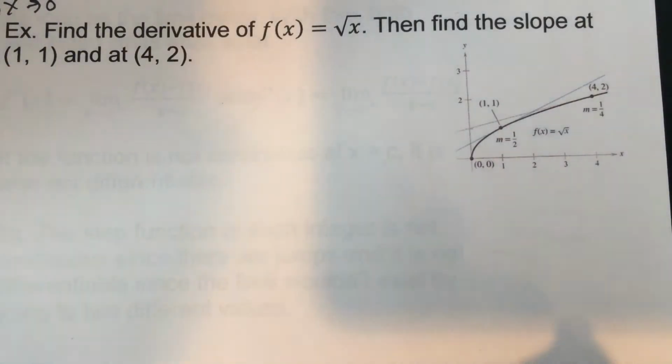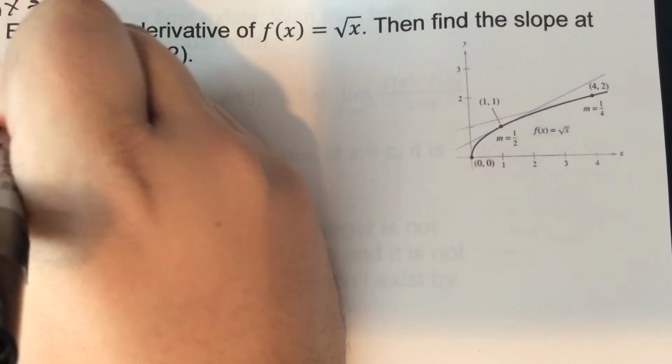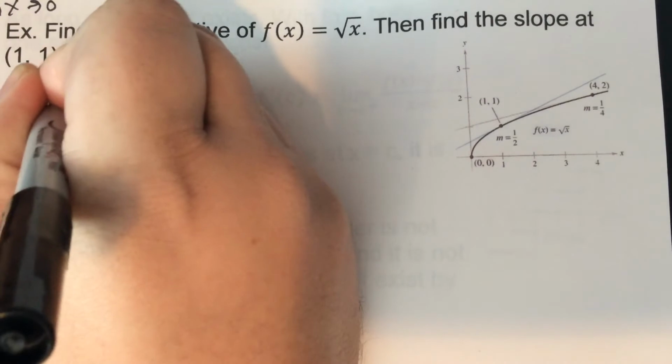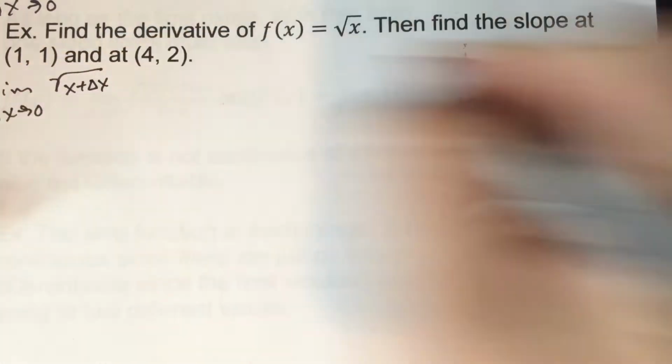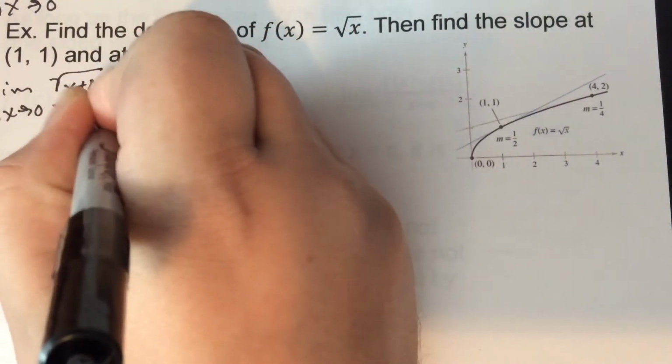All right, so part two here. We're going to find the derivative of f of x equals square root of x. Then we're going to find the slope at these 2 points. So if we put this in here, we're going to have the limit as the change of x goes to 0, so that's all the same. Being the square root of x, that's going to go to the square root of x plus change of x minus the original, minus square root of x, all over change of x.